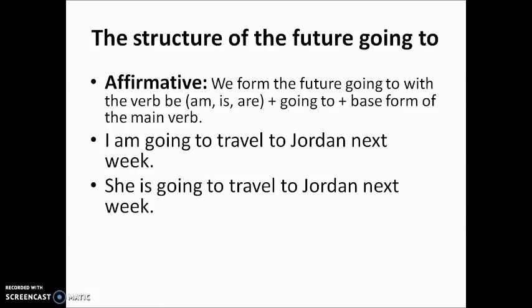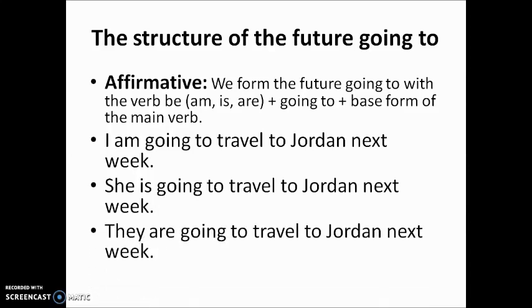Another example, she is going to travel to Jordan next week. She is plus going to and the base form of the main verb travel. The last example is, they are going to travel to Jordan next week. We use the verb be, are, plus going to, which refers to the future, and the base form of the verb travel.